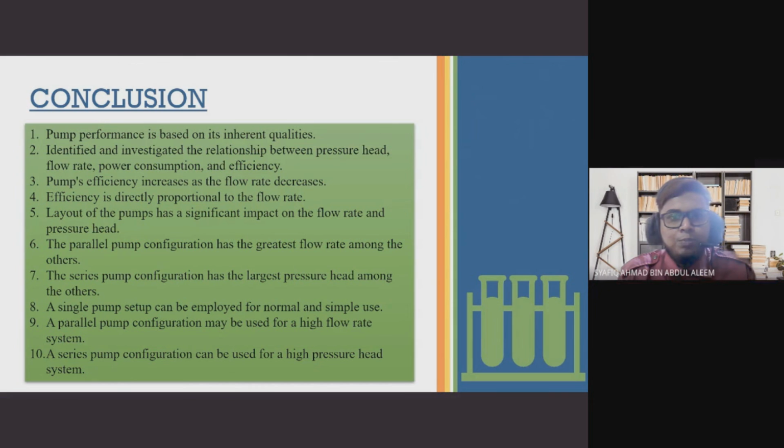Additionally, each pump arrangement has a distinct use. A single pump setup can be employed for normal and simple use. A parallel pump design, on the other hand, may be utilized for a higher flow rate system, and a series pump configuration can be used for a high pressure head system.